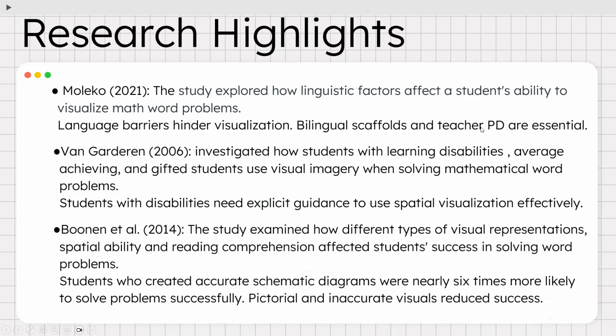Lastly, a study by Bonin et al. examined how different types of visual representations, spatial ability, and reading comprehension affected students' success in solving word problems. This study showed students who produced accurate schematic visuals had significantly increased problem-solving success.